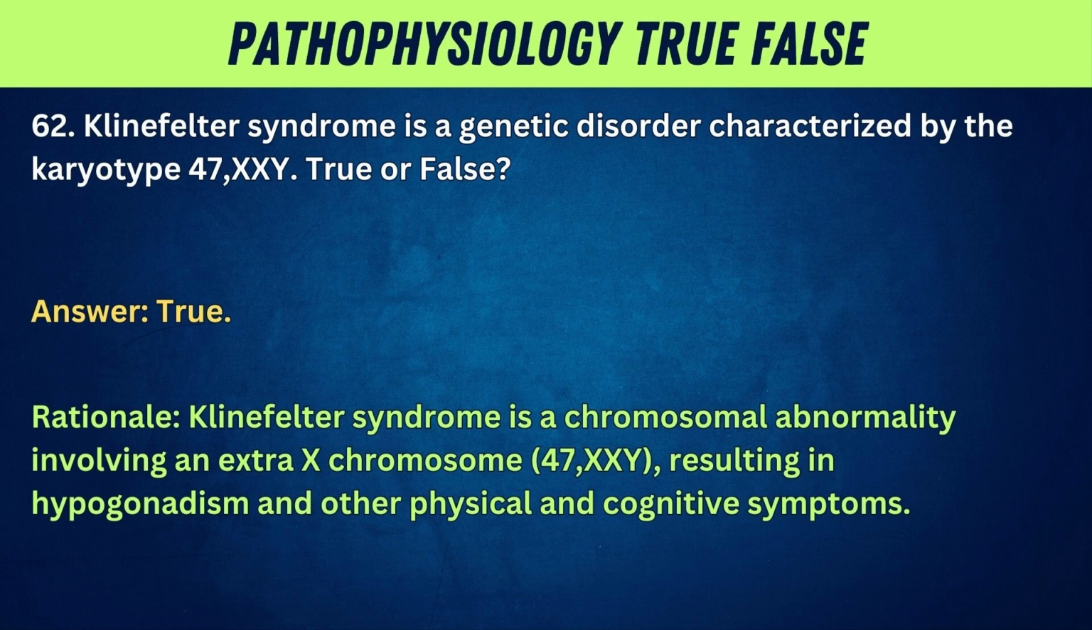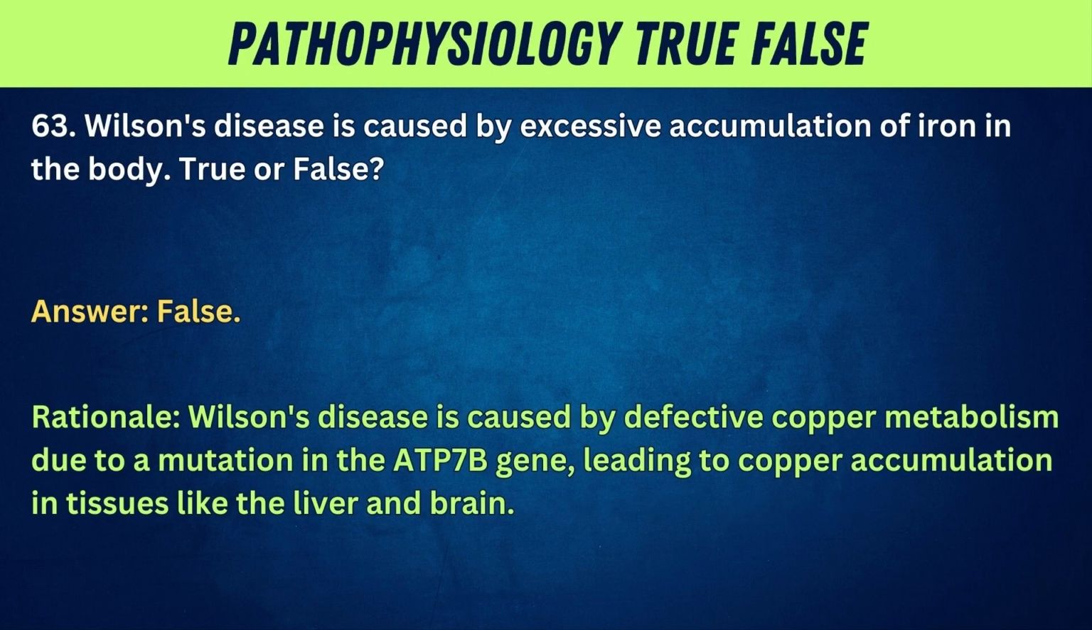True or false? Answer: true. Rationale: Klinefelter syndrome is a chromosomal abnormality involving an extra X chromosome, 47XXY, resulting in hypogonadism and other physical and cognitive symptoms. 63. Wilson's disease is caused by excessive accumulation of iron in the body.